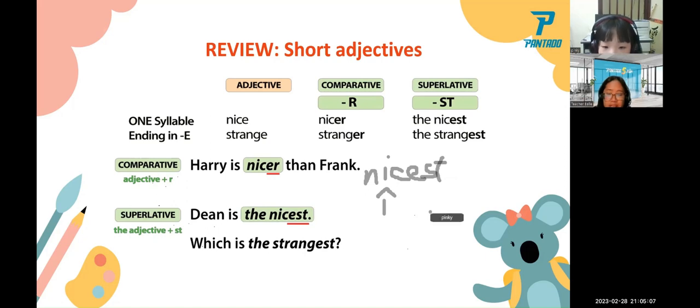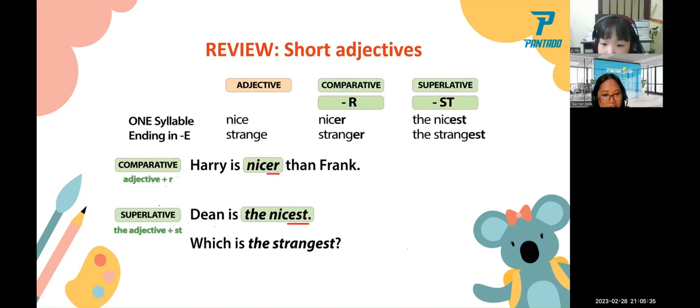Okay, I'm talking about adjectives without the first. Okay, so big, is it a short adjective? The word big, is it a short adjective? Yes. Very good. Small. Yes, those are the examples, okay?